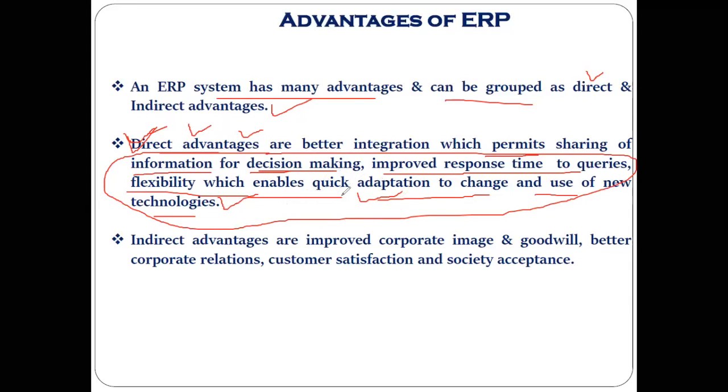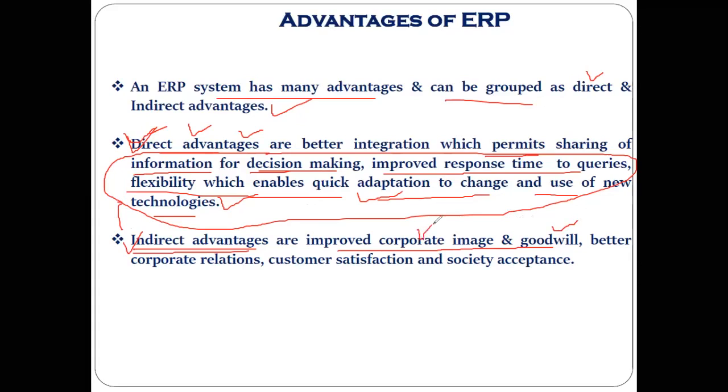If because of these advantages the company or business gets some more advantages, then those advantages come in the category of indirect advantages. The advantages we are getting from these direct advantages are considered indirect advantages. Now, which are those indirect advantages? This is an important point. Indirect advantages are nothing but improving the corporate image and goodwill of the company. This is a very important point: improving the corporate image and the goodwill of the company.